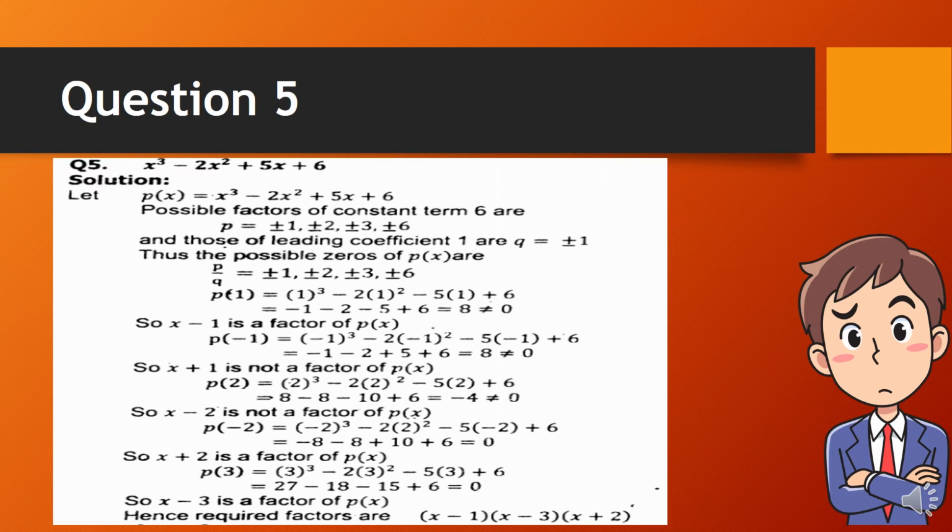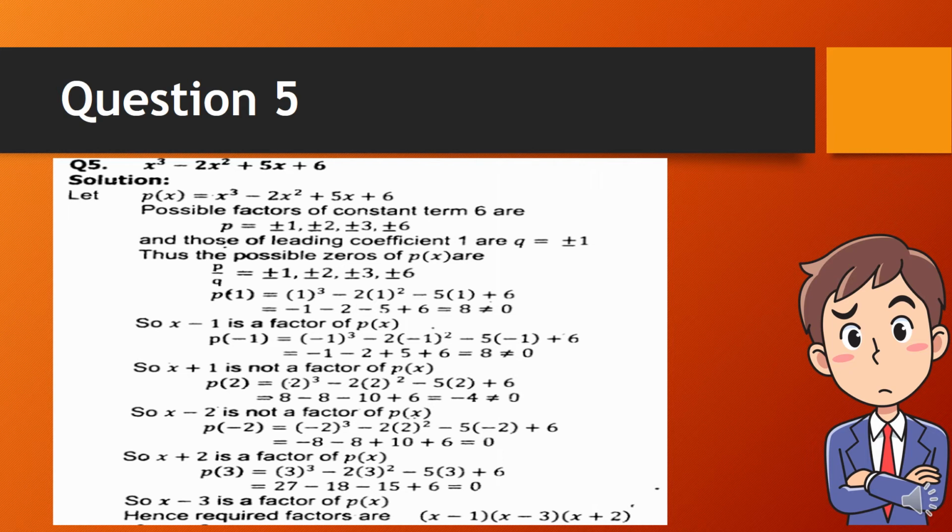Proceeding to question number 5, we have x cubed minus 2x squared plus 5x plus 6. Now the possible factors of the constant term 6 are plus minus 1, plus minus 2, plus minus 3, plus minus 6. The leading coefficient is 1, so the factors are plus minus 1. So p by q will be plus minus 1, plus minus 2, plus minus 3 and plus minus 6.